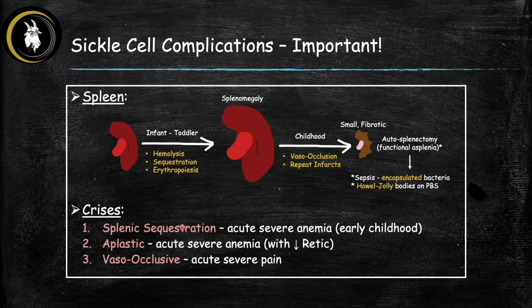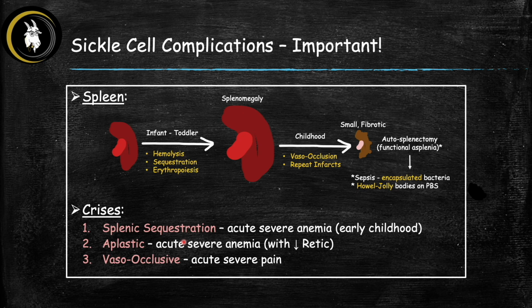Aplastic crisis is caused by parvovirus B19. It infects the red blood cell precursor cells in the bone marrow and shuts down production. And this also causes a severe acute exacerbation of the anemia. But the clue here is that the retic count will be unexpectedly low. And that's because this acute issue is caused by halting of the red blood cell production in the bone marrow. So when sickle cell disease has an aplastic crisis, that means there's an infection by parvo B19. There'll be a sudden drop in hemoglobin and hematocrit, and the retic count will be low.